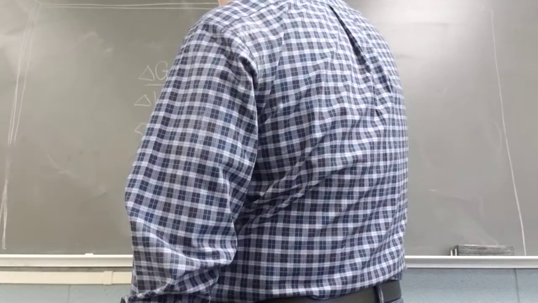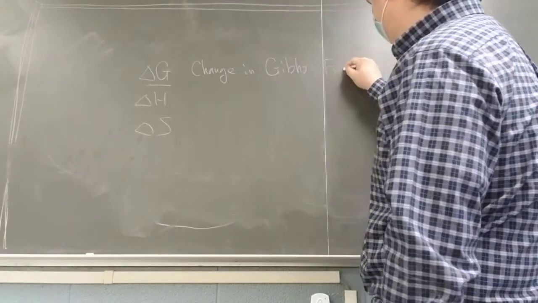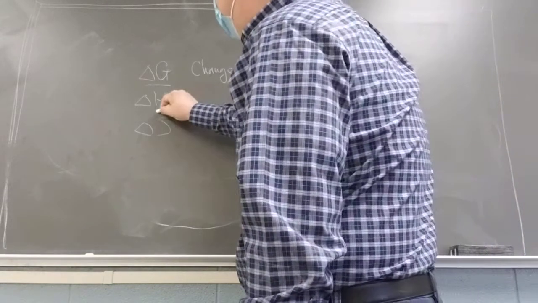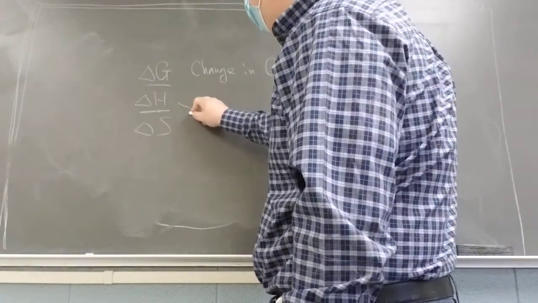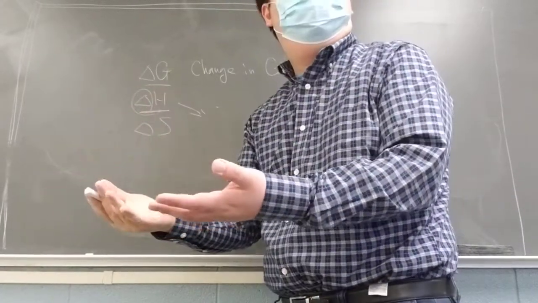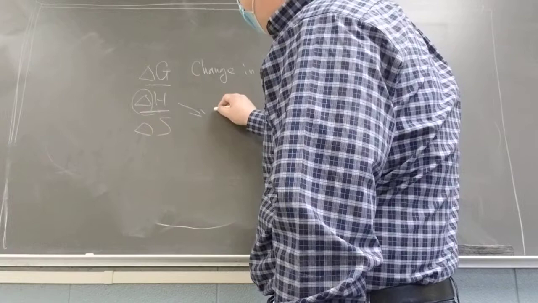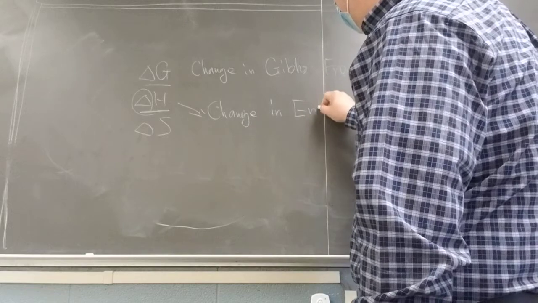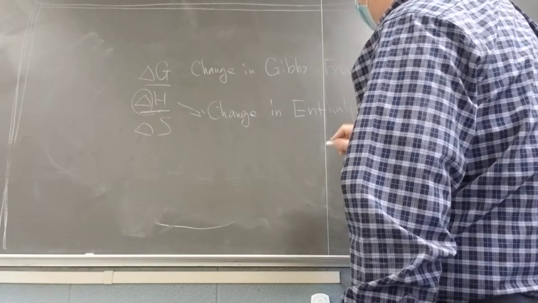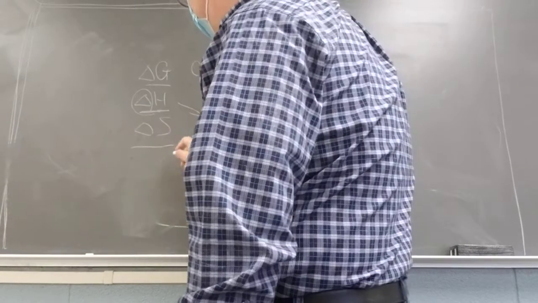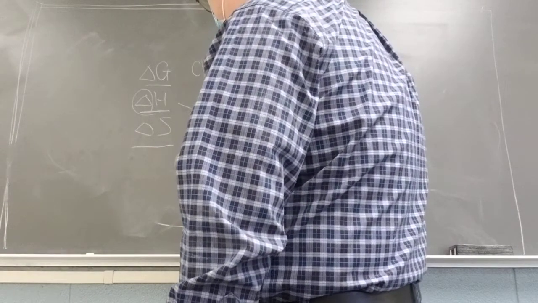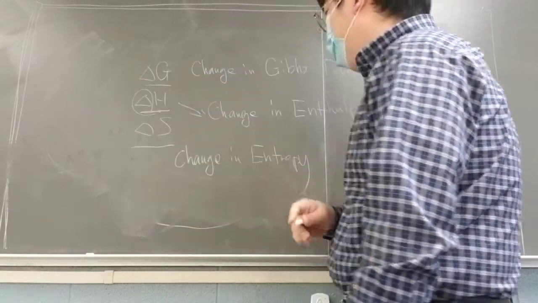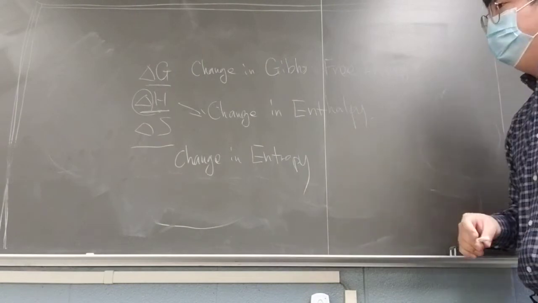in Gibbs free energy. You guys remember this, right? Is this a good reminder, right? The Gibbs free energy. Do you remember this? This is delta H. So delta means a change in something. Then H means it's a change in enthalpy. Okay, change in enthalpy. And then this is a change in entropy.